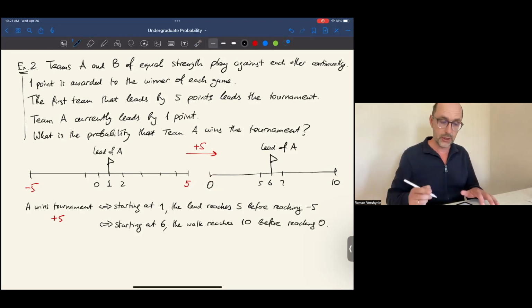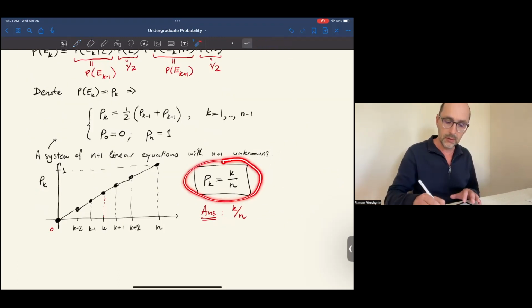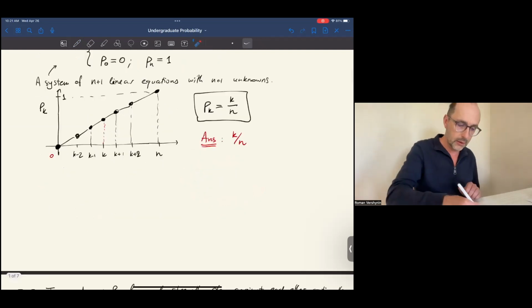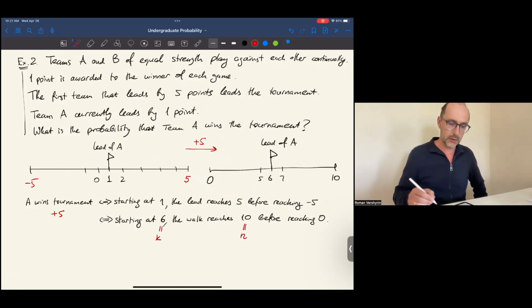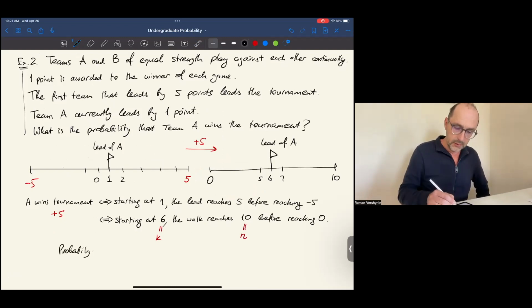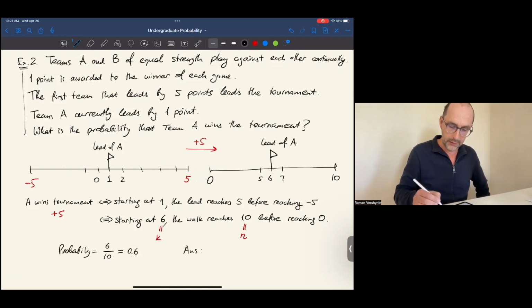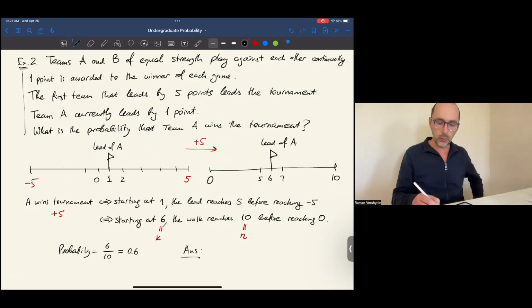And the solution, which I'll show, is that this probability is k over n. In our case, k is 6, the initial location, and n is 10, the target location. So the probability is 6 over 10. And the answer is Team A wins with probability 60%.